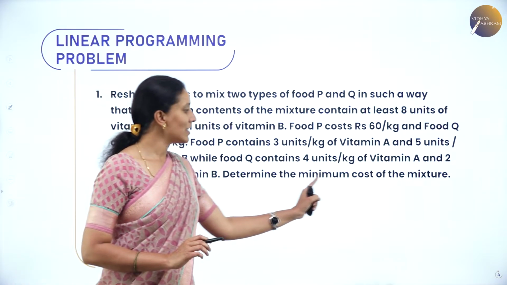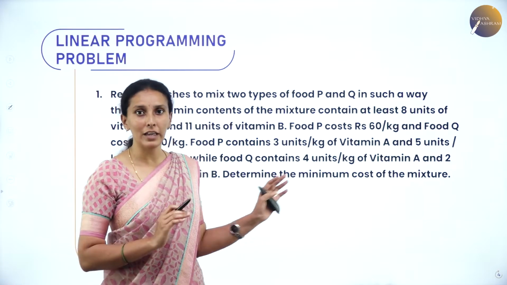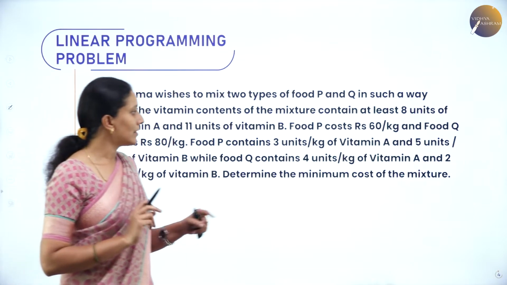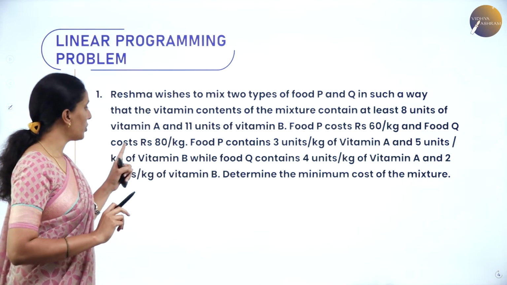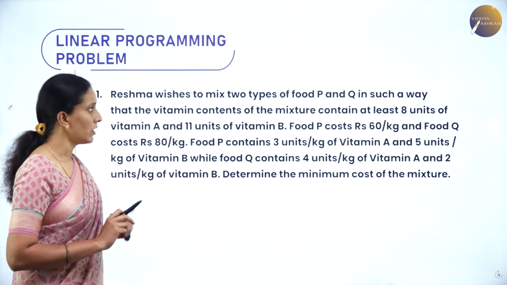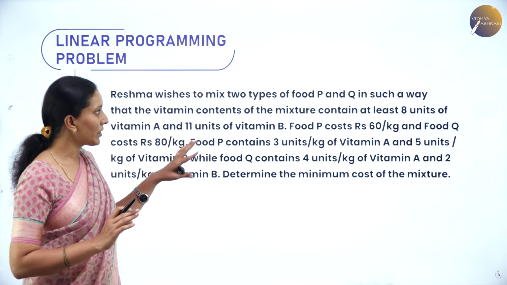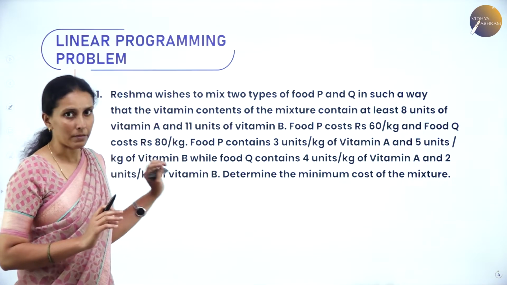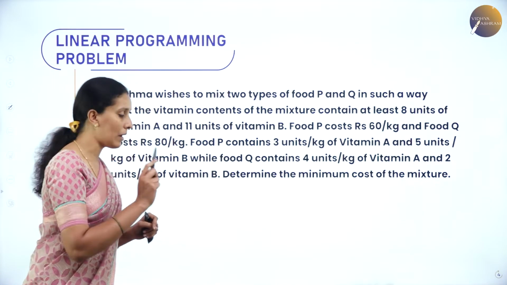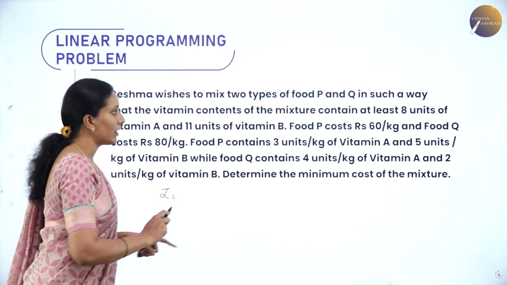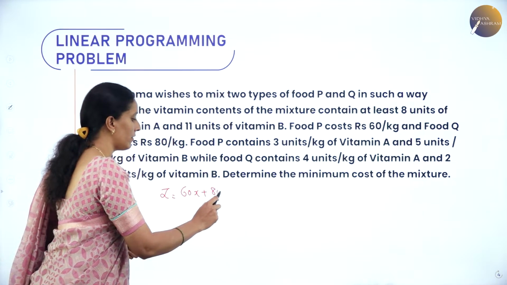So, as the last statement says, here we are finding the minimum value for the given function. Now, the cost of food P is 60 rupees per kg and food Q is 80 rupees per kg. So we are preparing food P as well as food Q containing a mixture of vitamin A and vitamin B. Now, the cost of food P and food Q can be taken as a linear function. So that is, we can take it as 60x plus 80y.